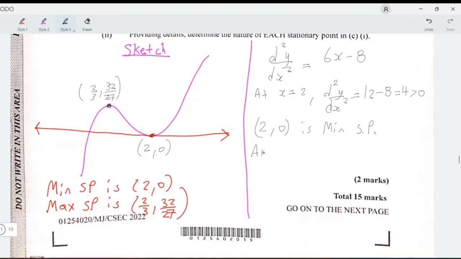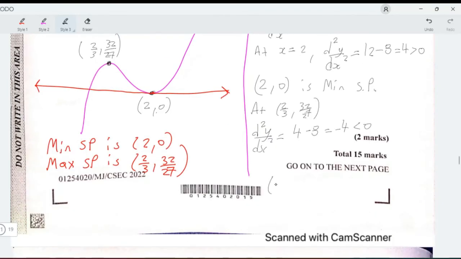And then now we put in 2 over 3. At 2 over 3, we get the second derivative, d2y by dx squared, is 2 over 3 times 6. That is 12 over 3, which is 4. And 4 minus 8 is negative 4, which is less than 0. So then we tell them that 2 over 3, 32 over 27, is a maximum stationary point.